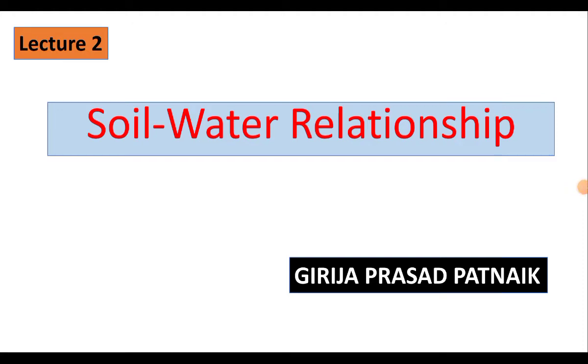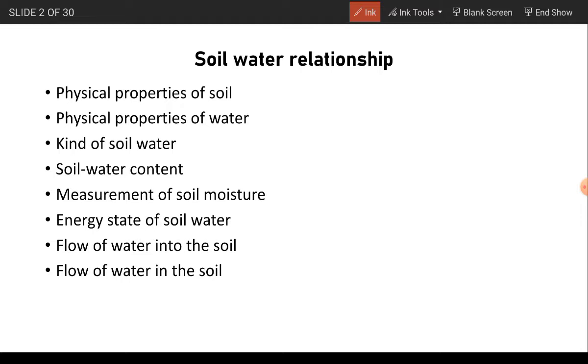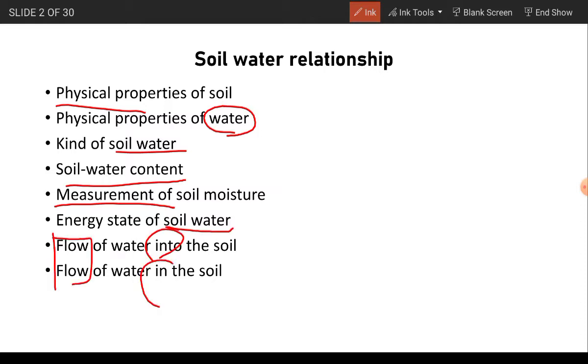Today we'll be discussing the soil water relationship, which is the second lecture of irrigation water management. So without any delay, let's go into the topic. In this topic, we'll be discussing the different aspects of soil water relationship. We'll first study the physical properties of soil, physical properties of water, soil water, soil water content, measurement of soil water or soil moisture, then the energy state of water, then flow of water into the soil and in the soil.